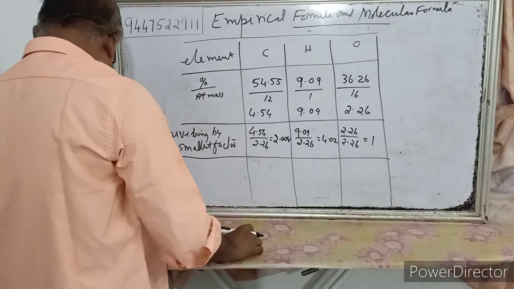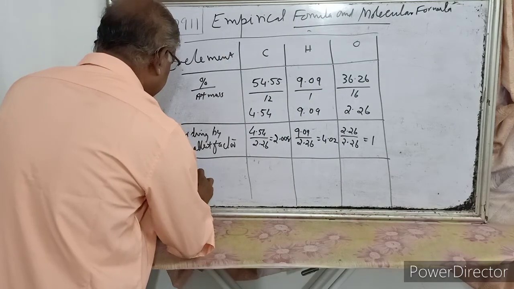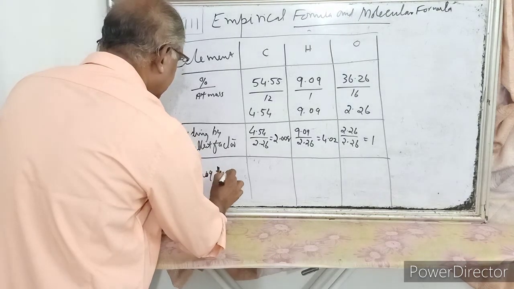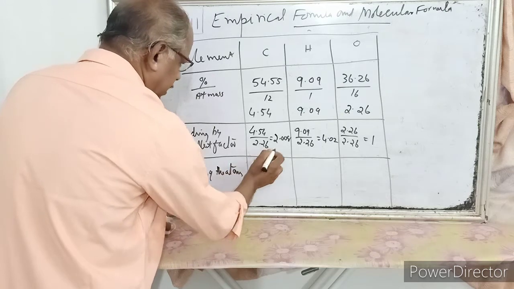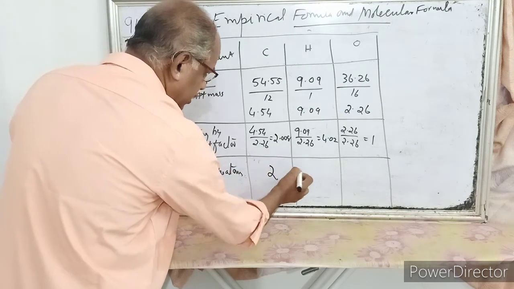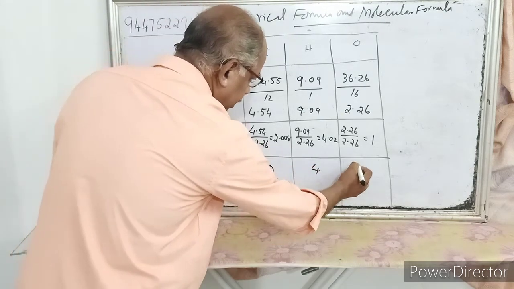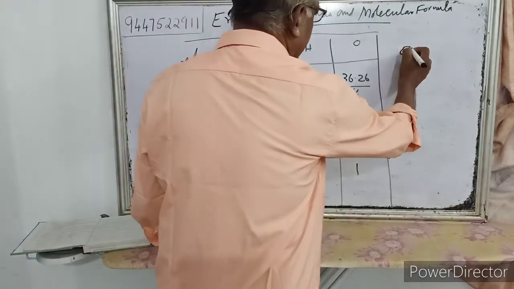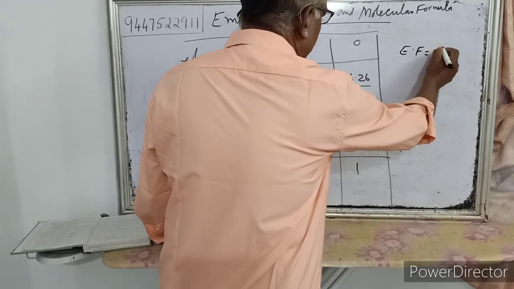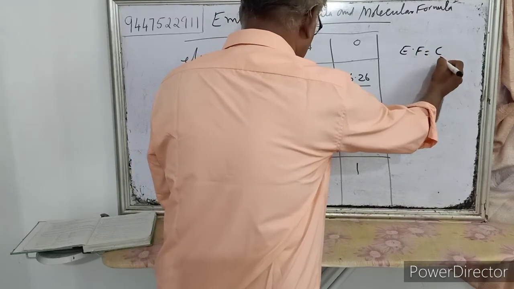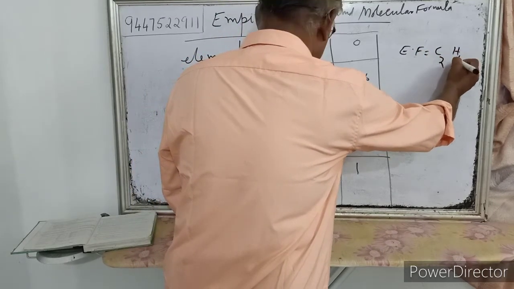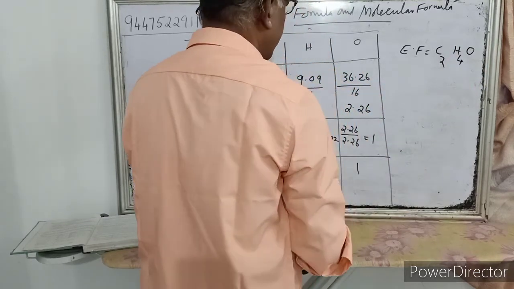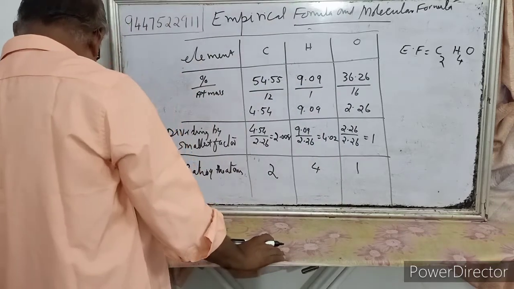And last is the ratio of the atoms. Here you take 2, here take 4 and here it is 1. So the empirical formula is C2H4O. That is the empirical formula of the compound.